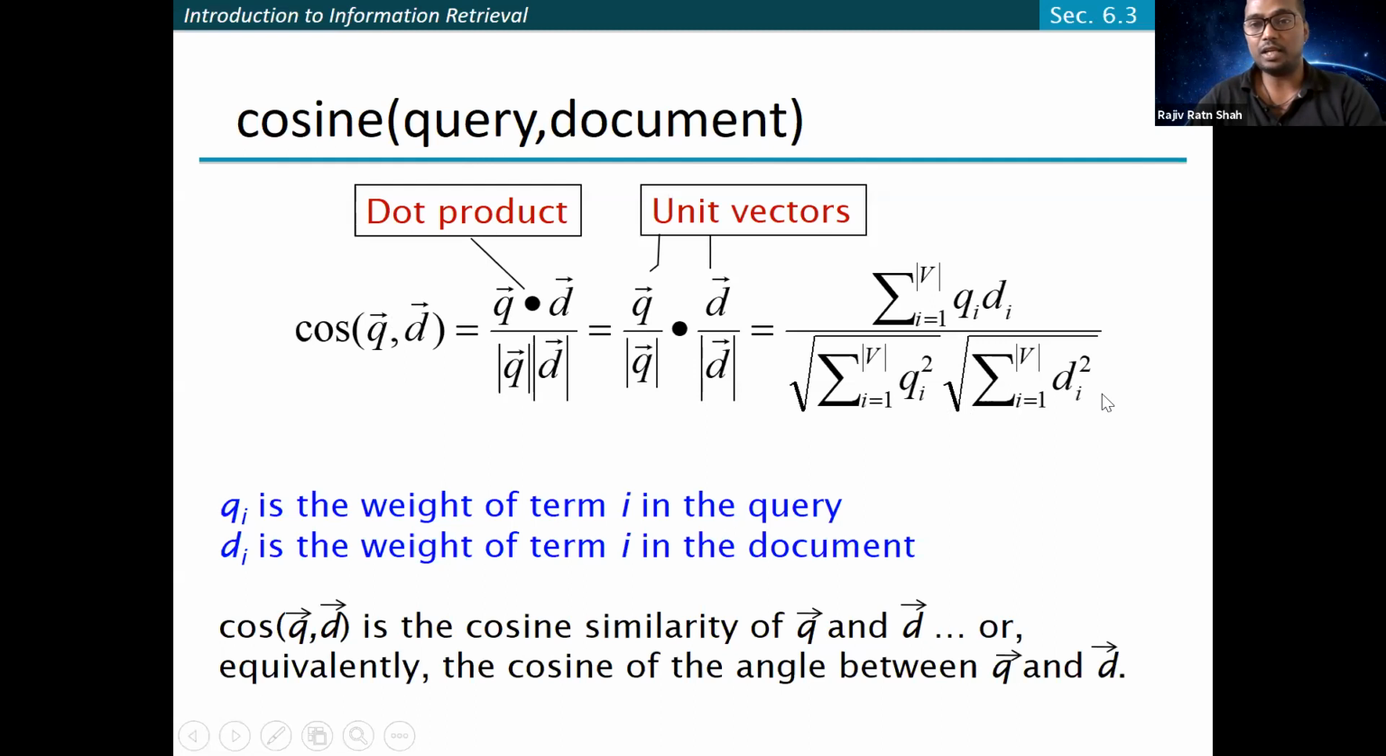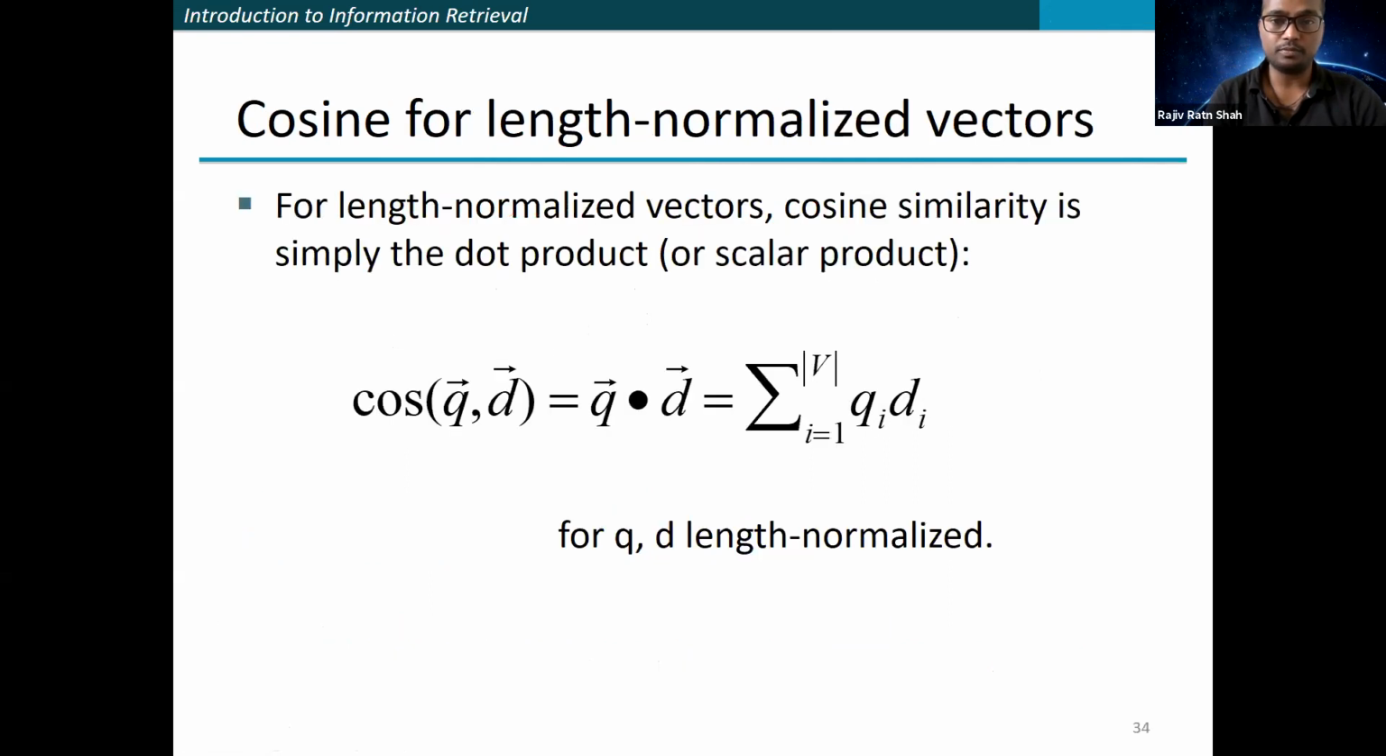Here you get the L2 norm, and here you perform the scalar product between the two vectors. Qi is the weight of the ith term in the query, and the same for Di, the ith term for the document. In this way, you can compute the cosine similarity, and once you compute it, you can rank the different documents for the given query and return them to the user.